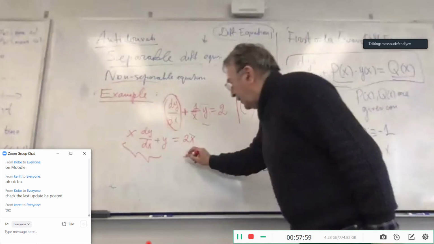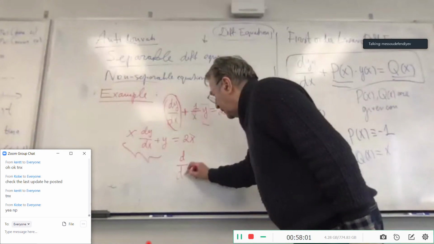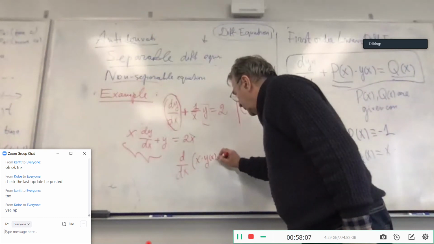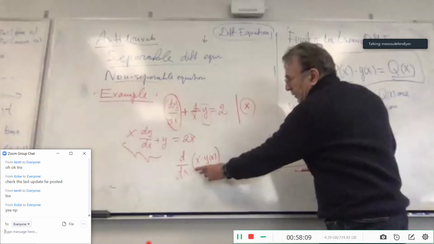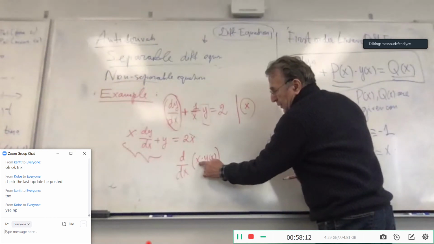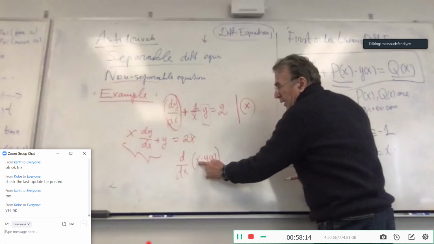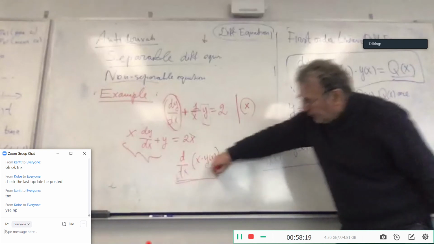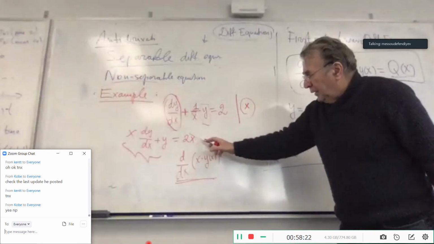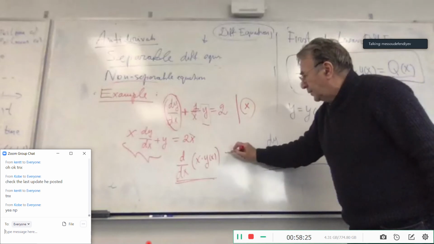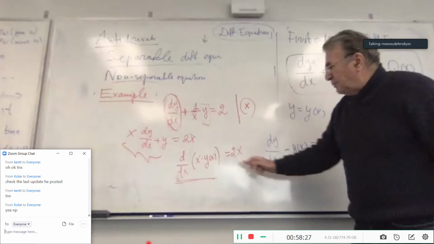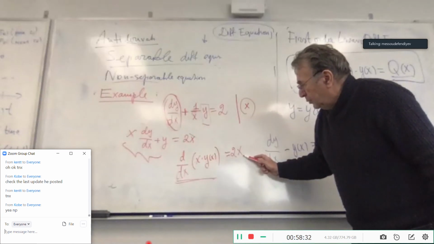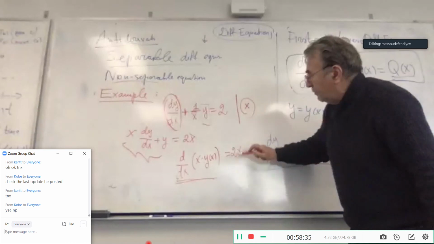Now the left-hand side, this is the main idea, I can write as the derivative of x times y. If you take the derivative of the product, it will be y plus x times dy/dx. So the left-hand side is equal to that, and the right-hand side is 2x. We know that if the derivative of something equals some function, then the function inside the derivative is the integral of that.